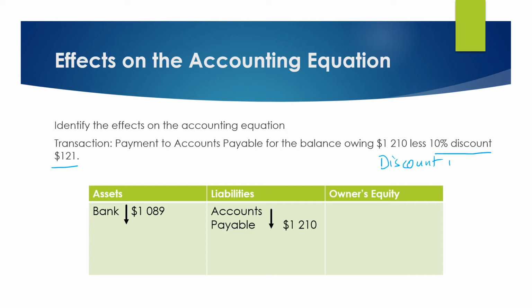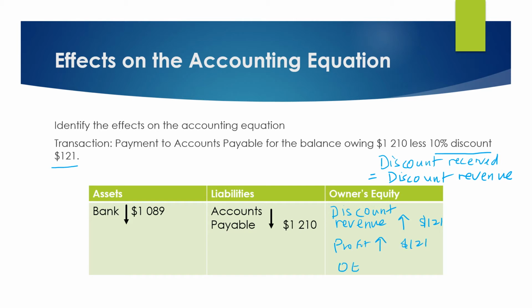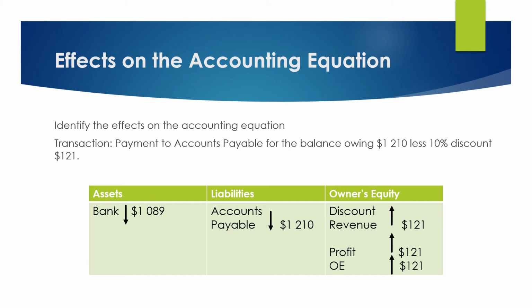The last effect that we'll need to identify would be the 10% discount of $121. Because this is a discount that we have received from the accounts payable, it is therefore a discount revenue. Under the owner's equity, when discount revenue increases by $121, this therefore increases the profit by the same amount, which leads to an increase in owner's equity of $121.